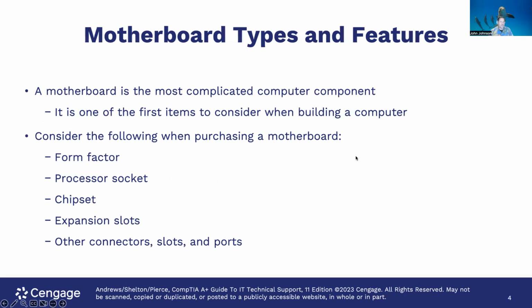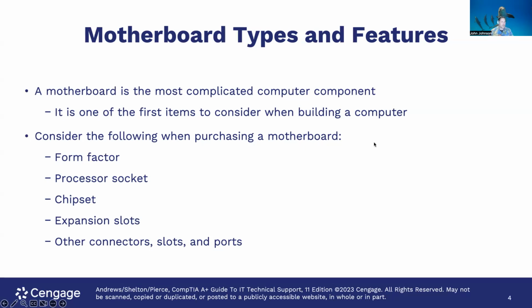So, motherboard types and features. A motherboard is the most complicated computer component. It's one of the first items to consider when building a computer. Honestly, I think it's the second item I normally consider. The first one is the CPU, because the CPU is going to drive what motherboards you can use. And often, if you're a gamer or somebody that's really looking at performance, you're going to be looking at the CPU first, and then figuring out what motherboards support that, figuring out the reviews on the motherboard, seeing which one you like the best. But the motherboard is one of the first things you consider. I just think it happens to be number 2 and not really number 1.